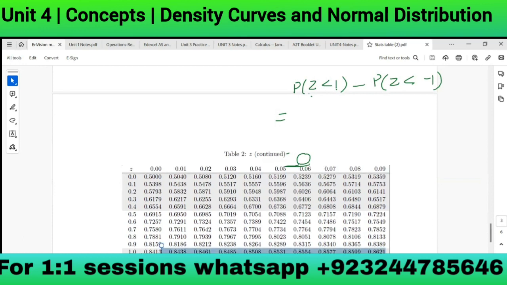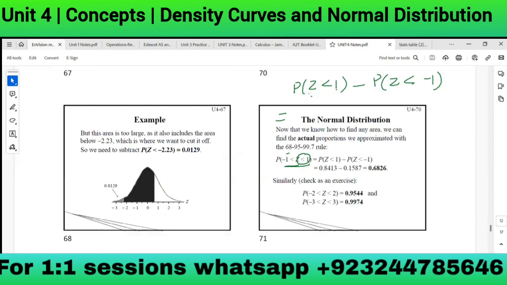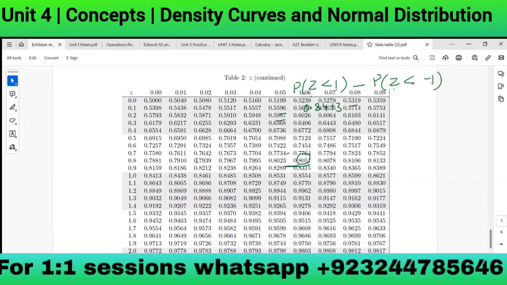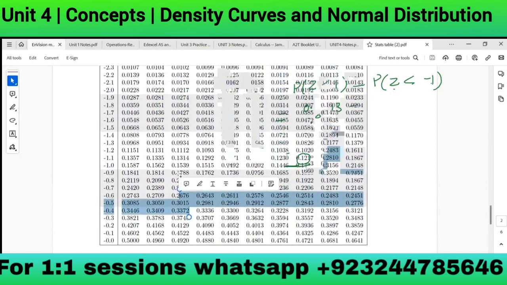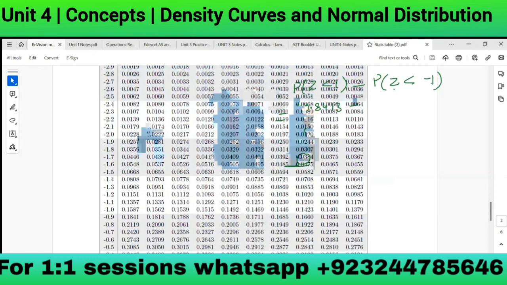On 1, it's 0.8413. So I will write 0.8413 minus the table value of Z on minus 1. This is minus 1, so it's 0.1587. And when you subtract it, you will get the answer. So this is how we get the answer for Z from minus 1 to 1.